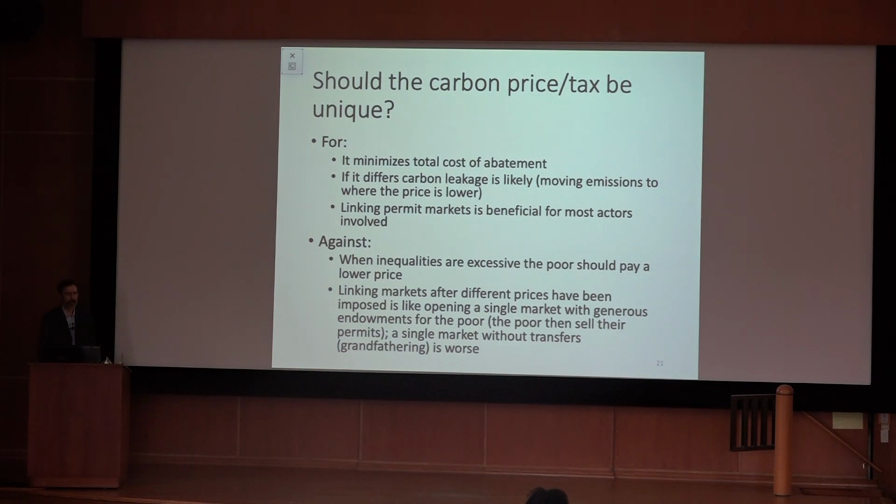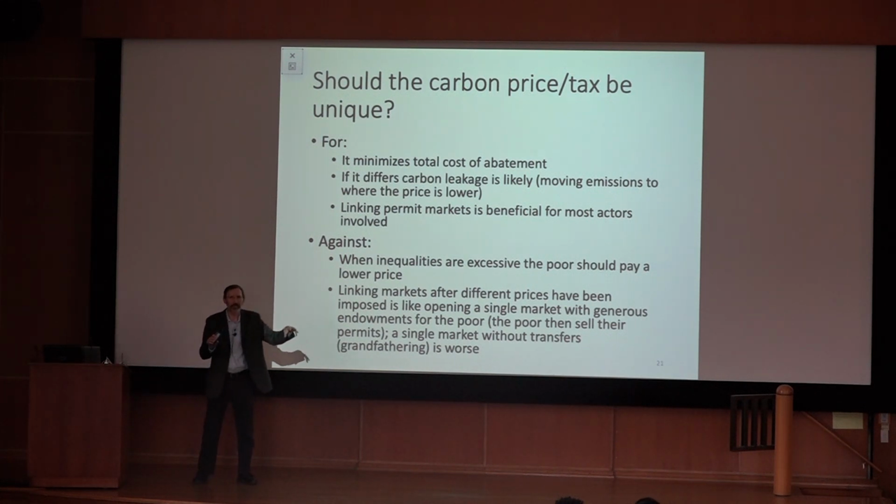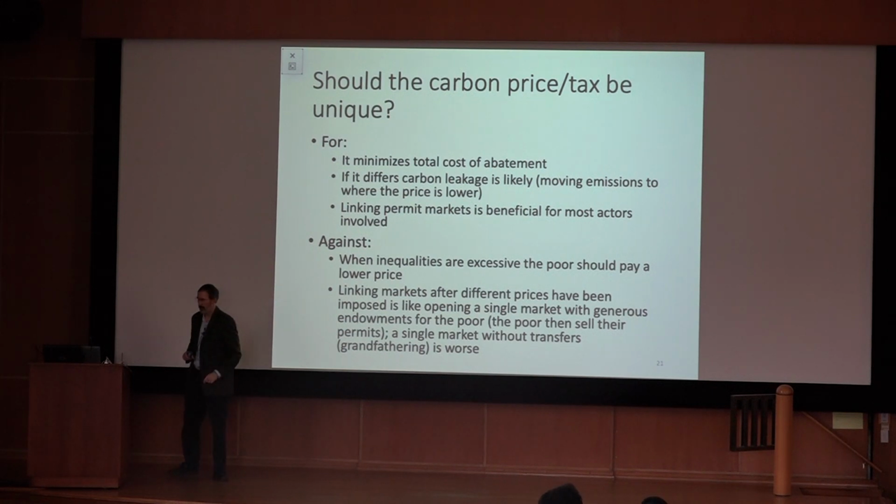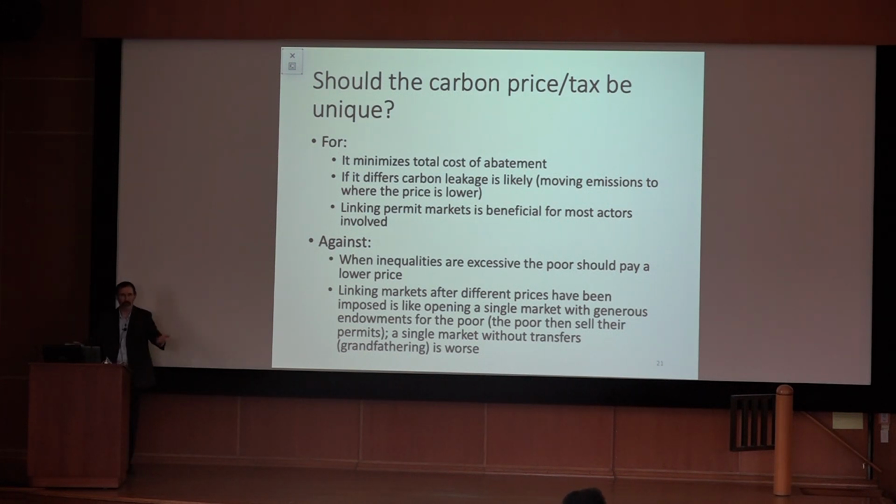Another argument is that if you have a price that's very different in different regions of the world, there can be carbon leakage. Leakage is not that the scrubbers are leaking; it's that there will be some movement of economic activities, of emitting activities, to the places where they are less punished. That's the problem. And there are arguments that if you link markets which are separated, that is beneficial for most actors because they can trade where it's most advantageous for them. So these are the arguments for.